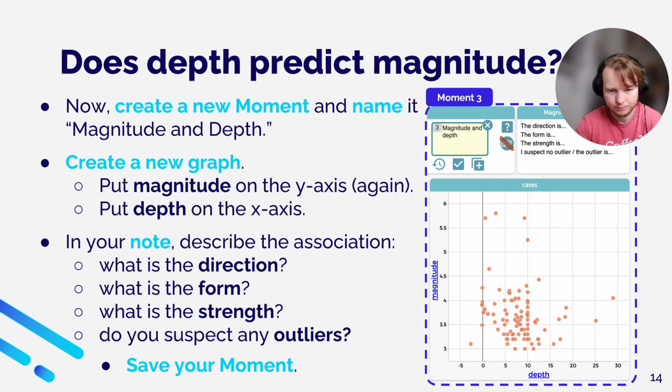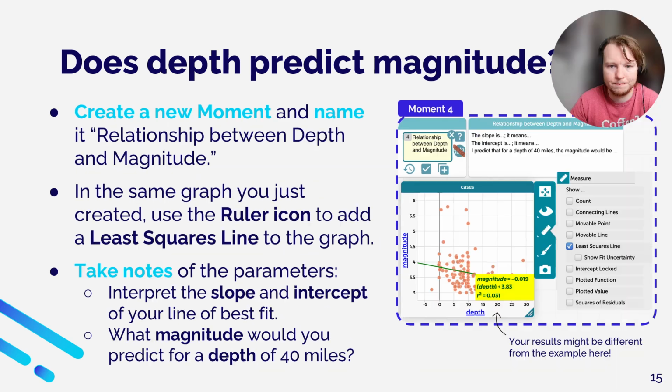In the note on this moment, we want students to describe the association. What's the direction? What's the form? What's the strength? And do you see any outliers? Again, this is going to vary by graph. It might even vary student to student if they don't all download the data set at the same minute. So this is like pretty real data, in a sense very authentic analysis, because they're each getting their own data set to mess around with.